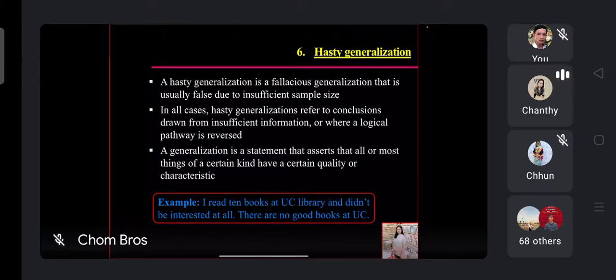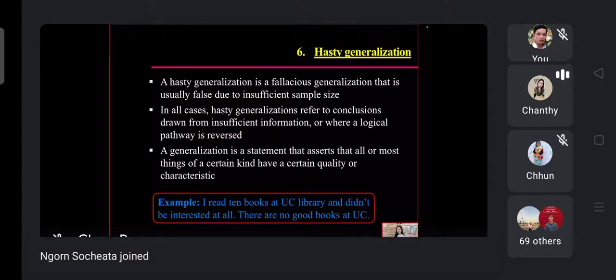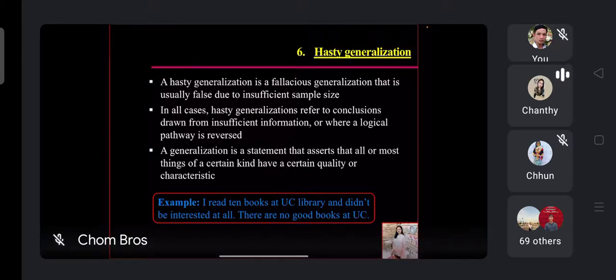So number 6 is about hasty generalization. Hasty generalization is a fallacious generalization that is usually based on insufficient sample sizes. In all cases, hasty generalization refers to a conclusion drawn from insufficient information. One more thing we should know about a generalization is that it is a statement asserting that all or most things of a certain kind have a certain quality or characteristic.